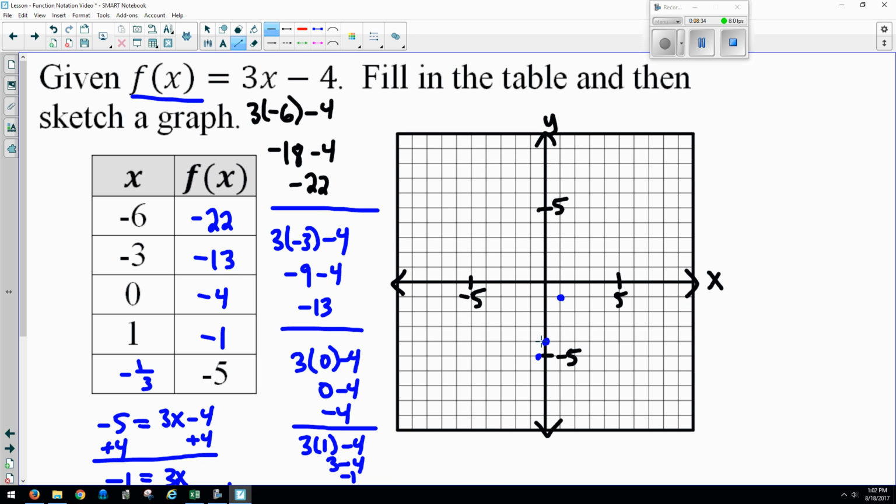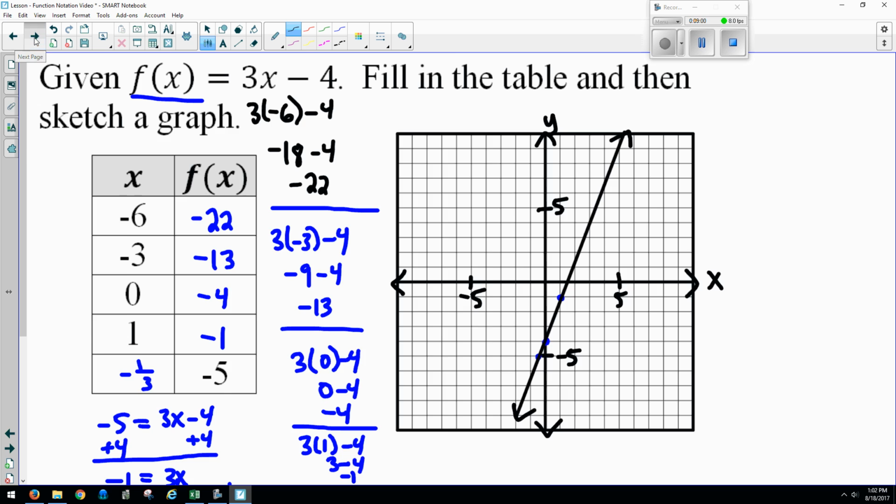You may want to use a ruler or a straight edge as a tool. And whenever we graph a line, don't forget to put arrows on the ends. So that's what the graph is going to look like.